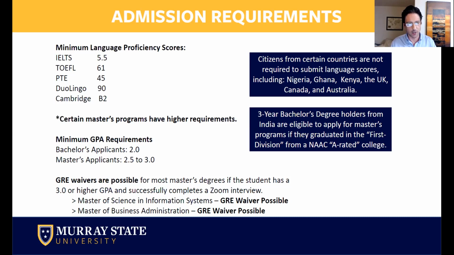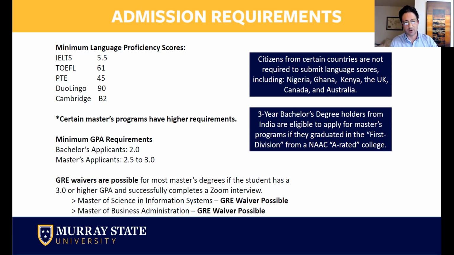Now, you can also see I have the minimum GPA requirement listed. For bachelor's students, it's 2.0 on the 4-point scale that we have here in the US. For master's applications, generally speaking, a 3.0 GPA is required for most programs. We do have some programs that will accept slightly lower GPA scores, 2.5 for some programs.